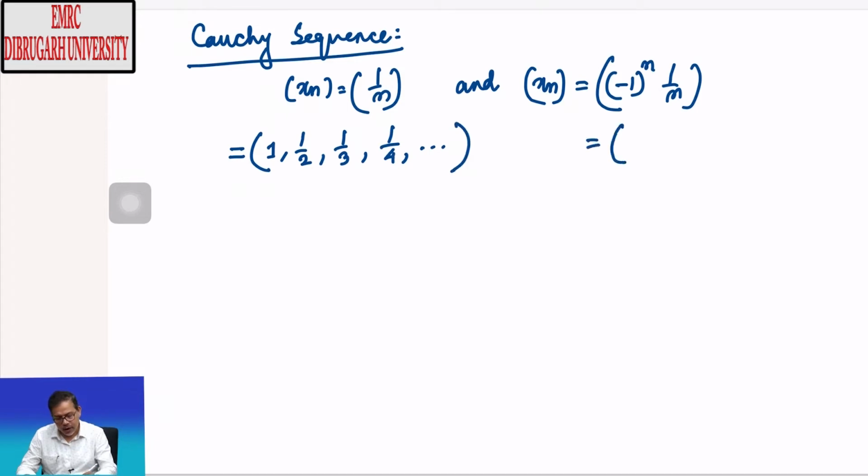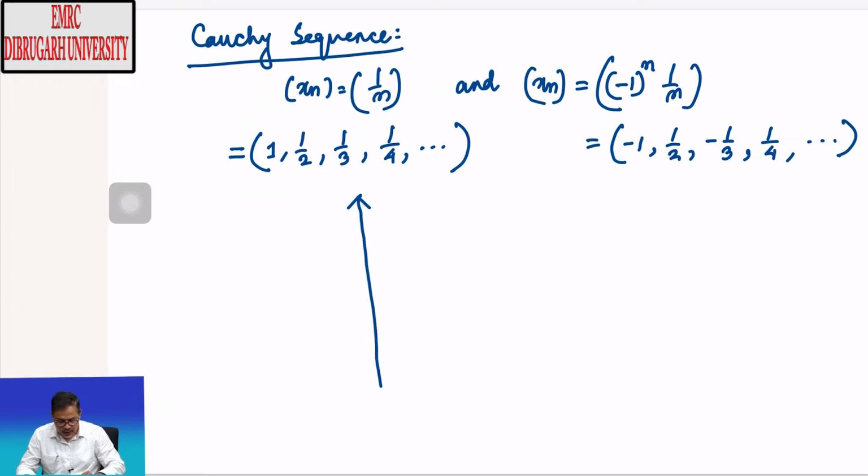Here it would be minus 1, half, minus 1 by 3, 1 by 4, and so on and so forth. Okay? And then if I want to plot these sequences, you can see some very beautiful patterns.